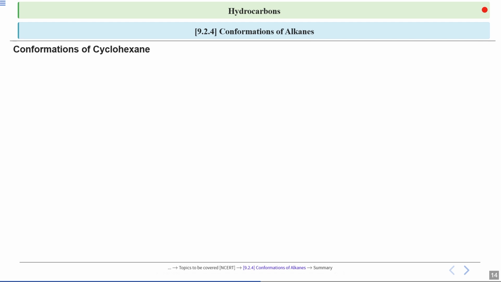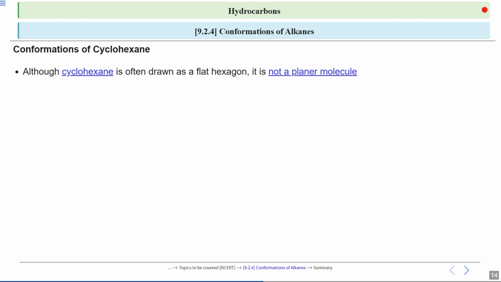Now, moving on further, we have talked about the eclipsed and staggered conformation. Then we also talked about the two kinds of projection, which are Sawhorse and Newman. Then the second important part I would say is the conformation of cyclohexane. Now, what is so special about this cyclohexane? Although cyclohexane is often drawn as a flat hexagon, it is not a planar molecule. Instead of that, it adopts a three-dimensional shape. This is crucial because the three-dimensional structure affects its chemical properties and interactions.